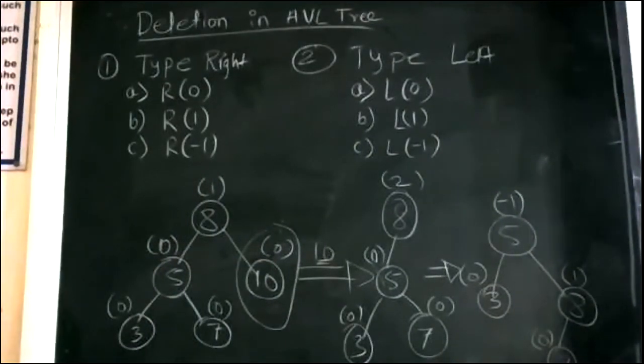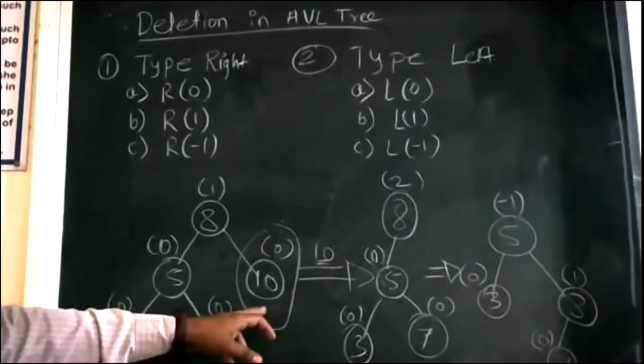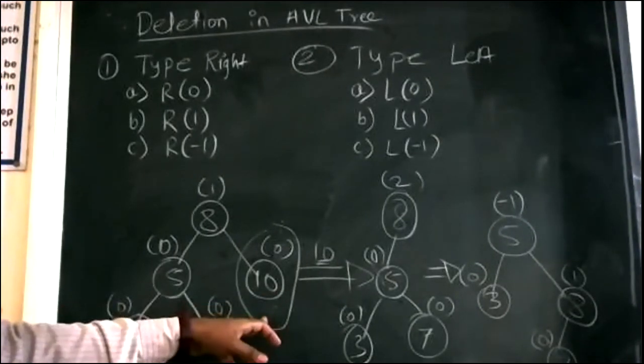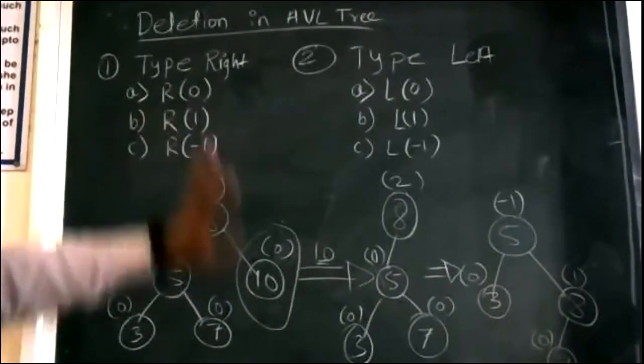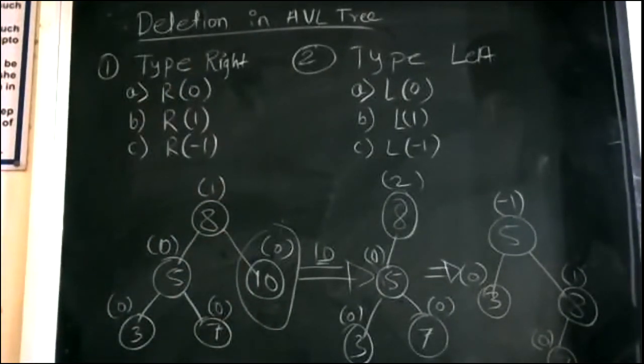Now what have we done? We have deleted one right subtree element. Right subtree element. So that's why we are calling this the type R. Right. Now the next situation we'll consider here.